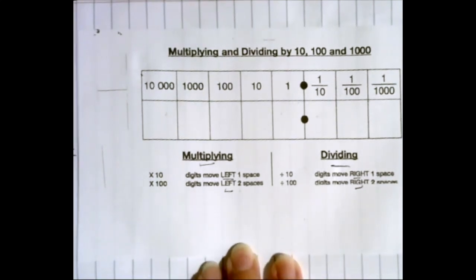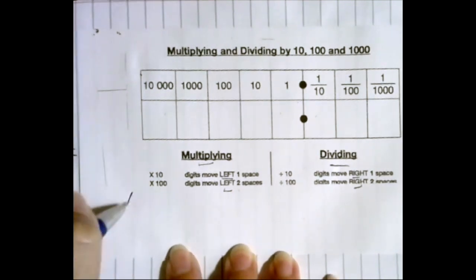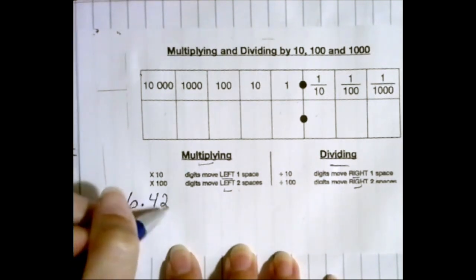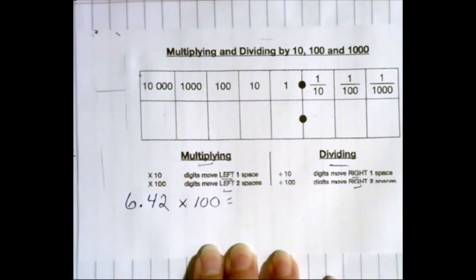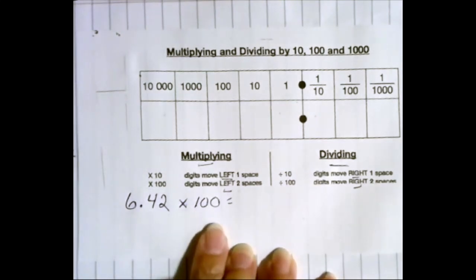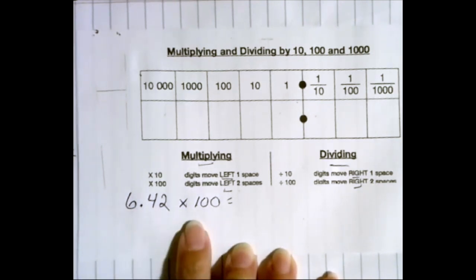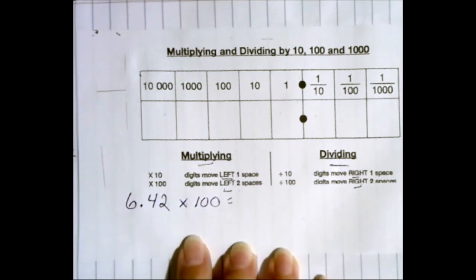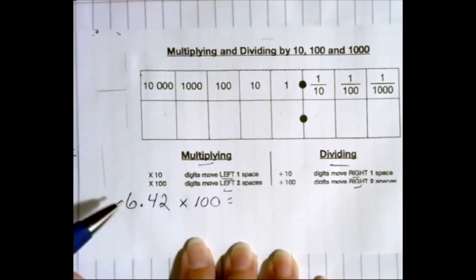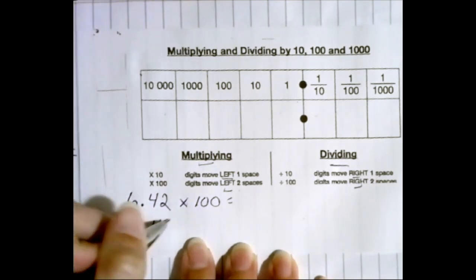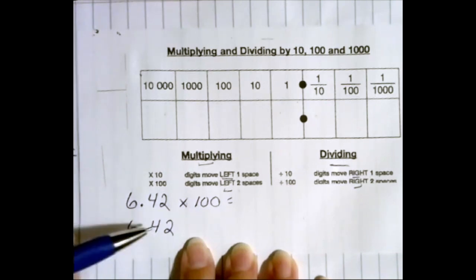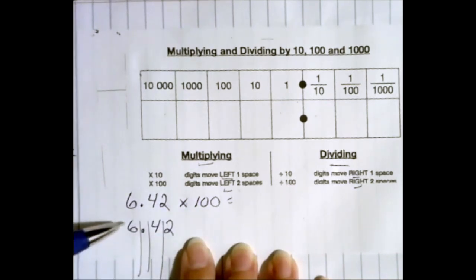So our first example that I want us to do is 6 and 42 hundredths times 100 equals. Now, I do not want you to work this out using the standard algorithm. I do not want you to work this out using the box method or the area method that y'all used last year in 4th grade. We're going to work this out using a place value chart. So we're going to take, and yes, this needs to be on your journal page, 6 and 42 hundredths, and we're going to put it on a place value chart. So I'm just going to write it, and then I'm going to draw lines to make myself a place value chart.